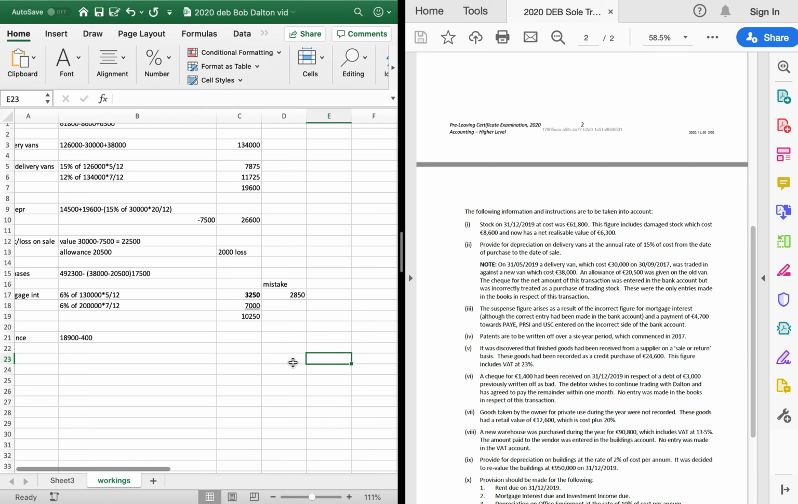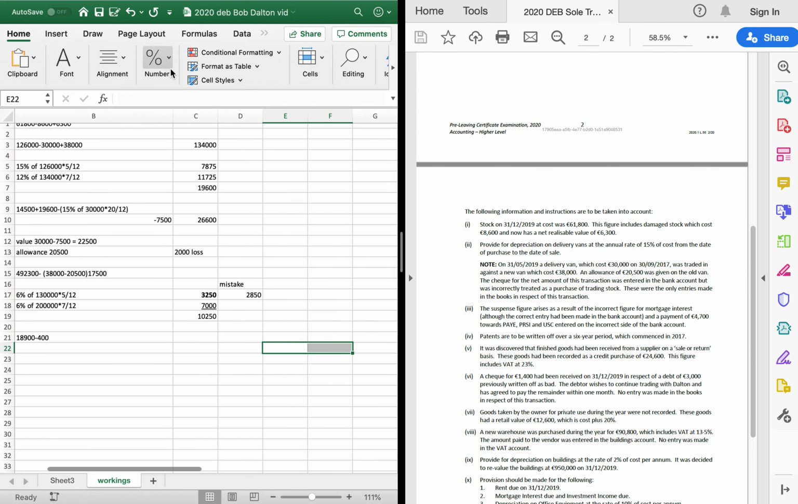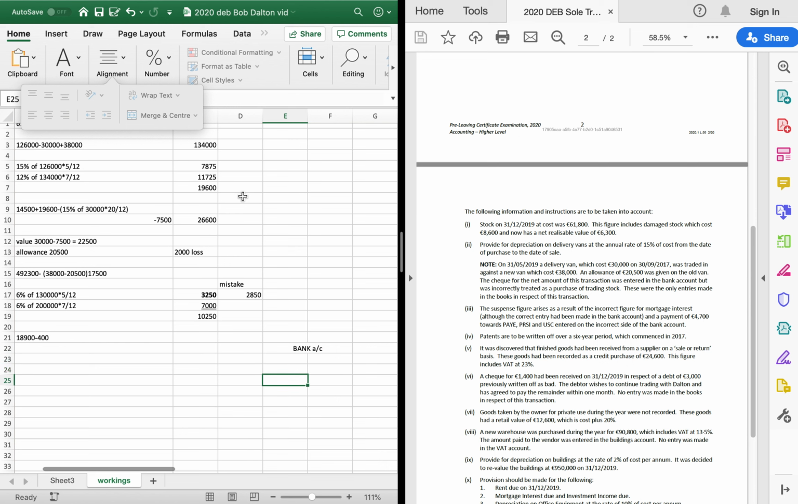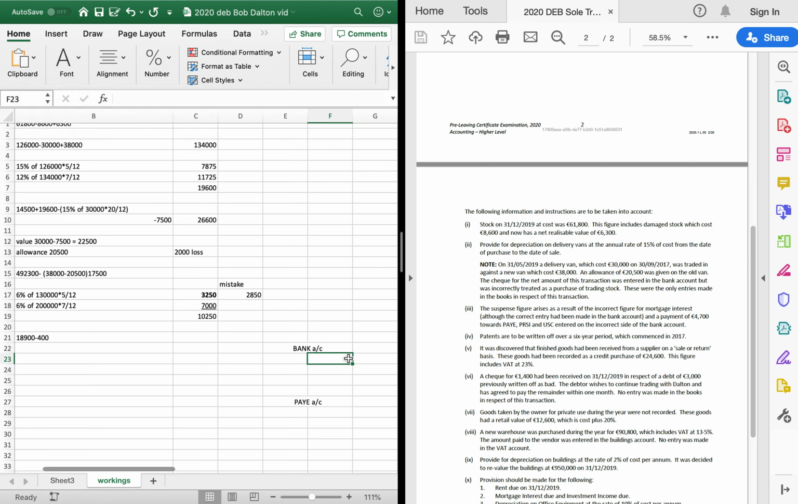So what does that look like as a T account? We'll just show you what it looks like. We've got our bank account and we've got our PAYE and PRSI account. And it tells us that a payment of 4,700 towards PAYE was entered on the incorrect side of the bank account. So money going out, that is the credit side here, will be the correct side. And it's telling us they have put it on the debit side.